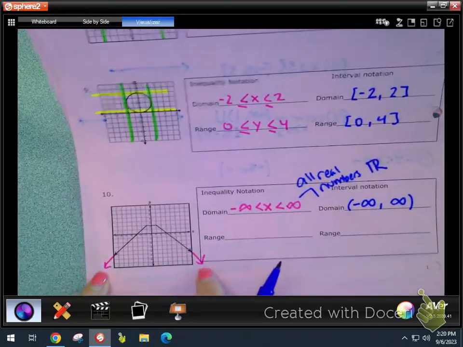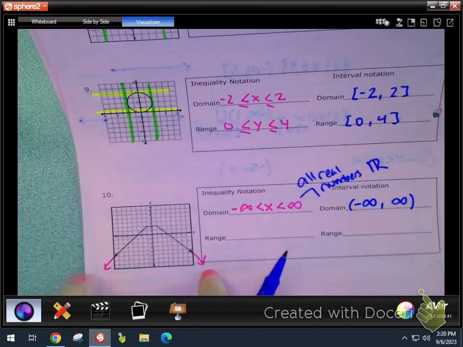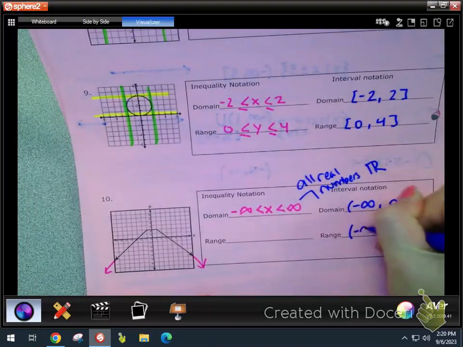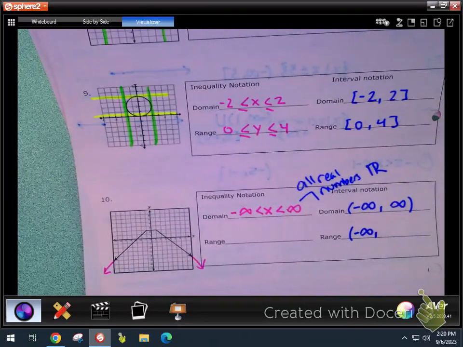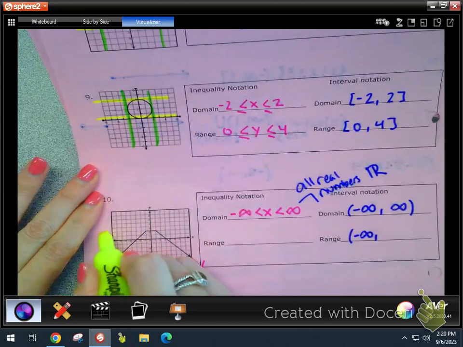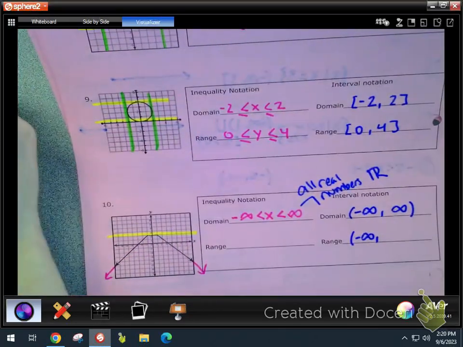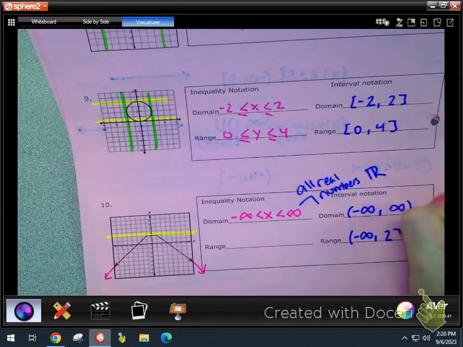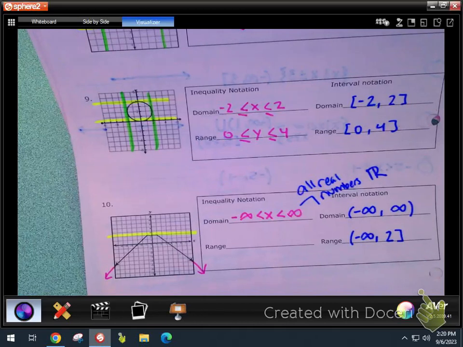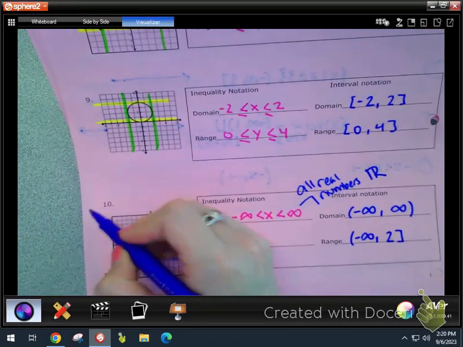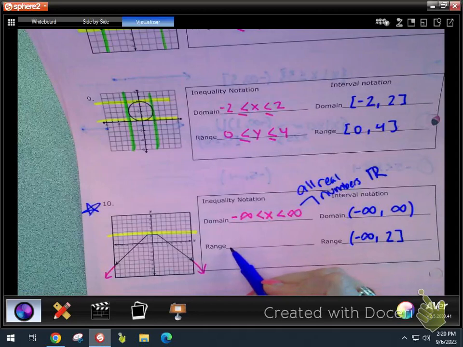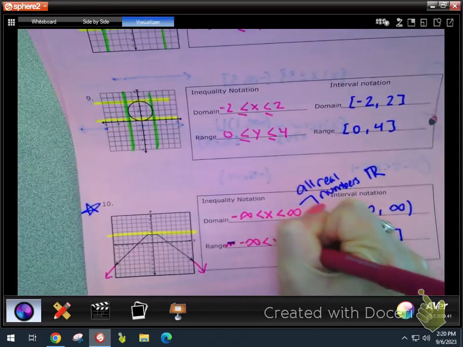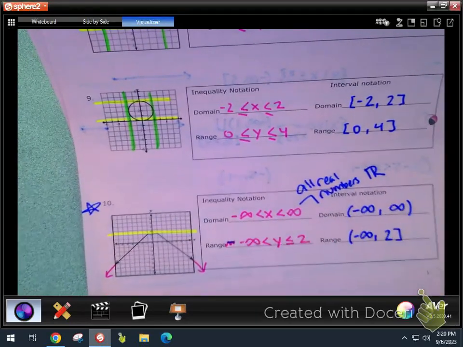Interval notation first. Do you have a bottom boundary? No. What is your bottom interval? Negative infinity. Do you have a top boundary? Yes. What's your top boundary? 2. And there's no circles on 2, so we're going to assume that it equals, so I put a square bracket. Okay? This is a good problem. I would star this. And then my inequality would be negative infinity less than y less than or equal to positive 2.